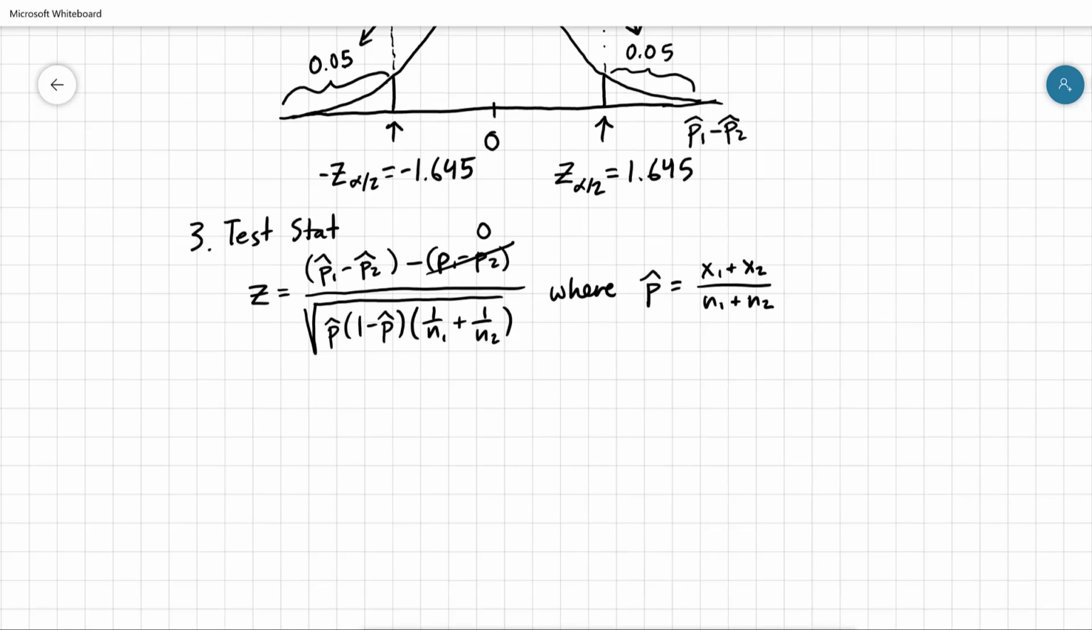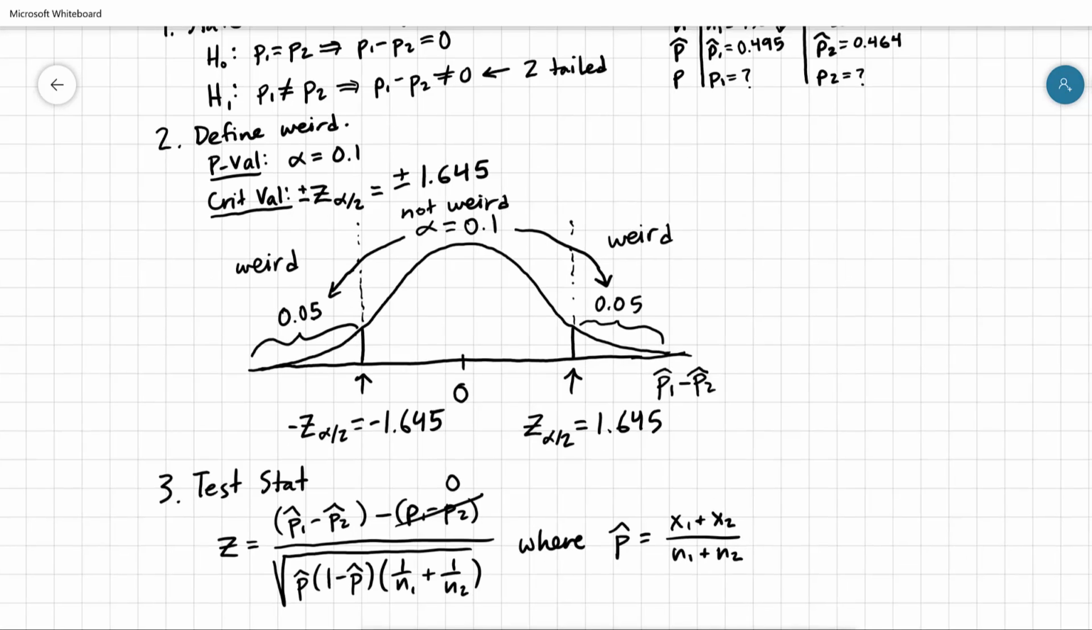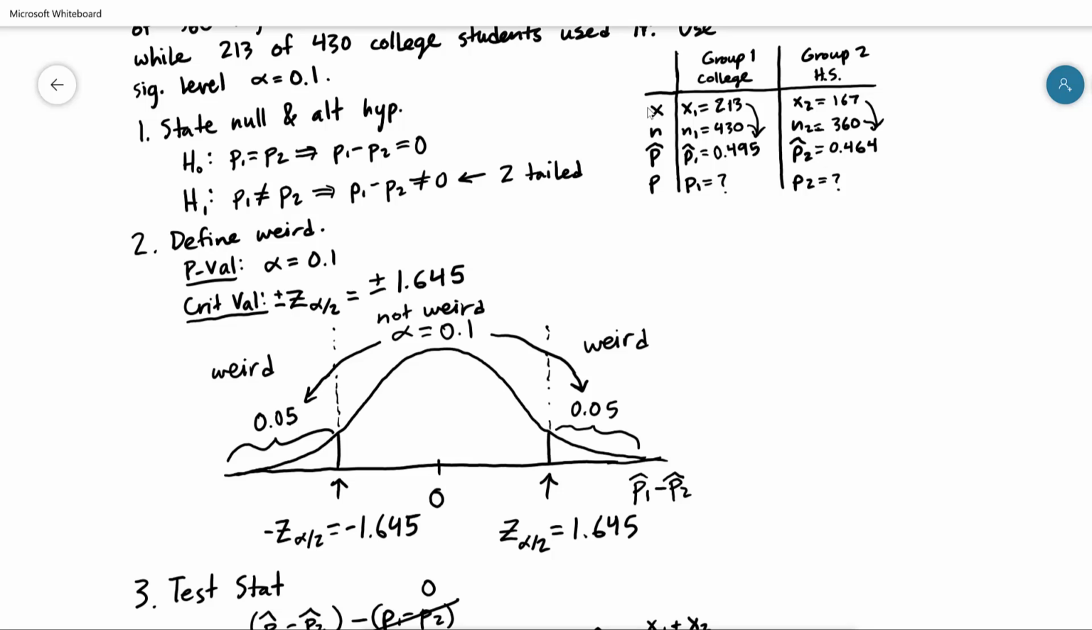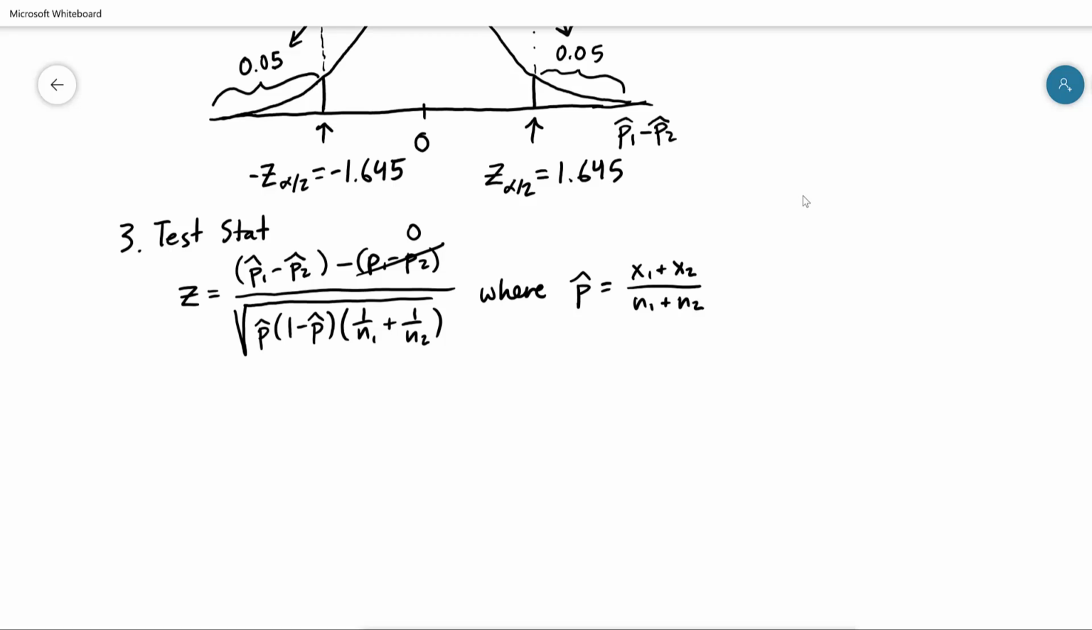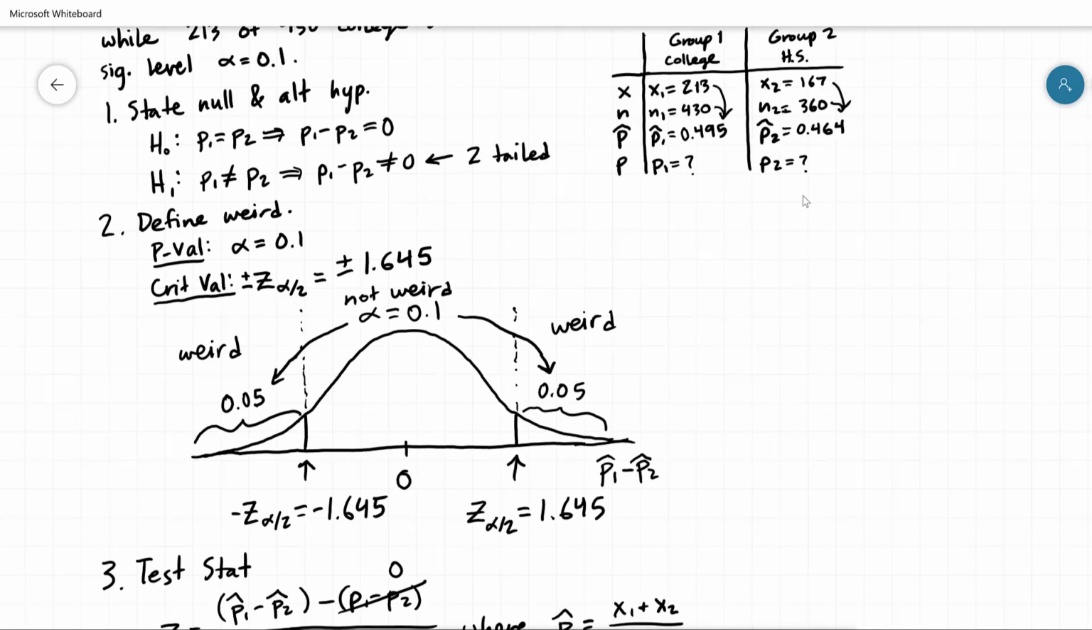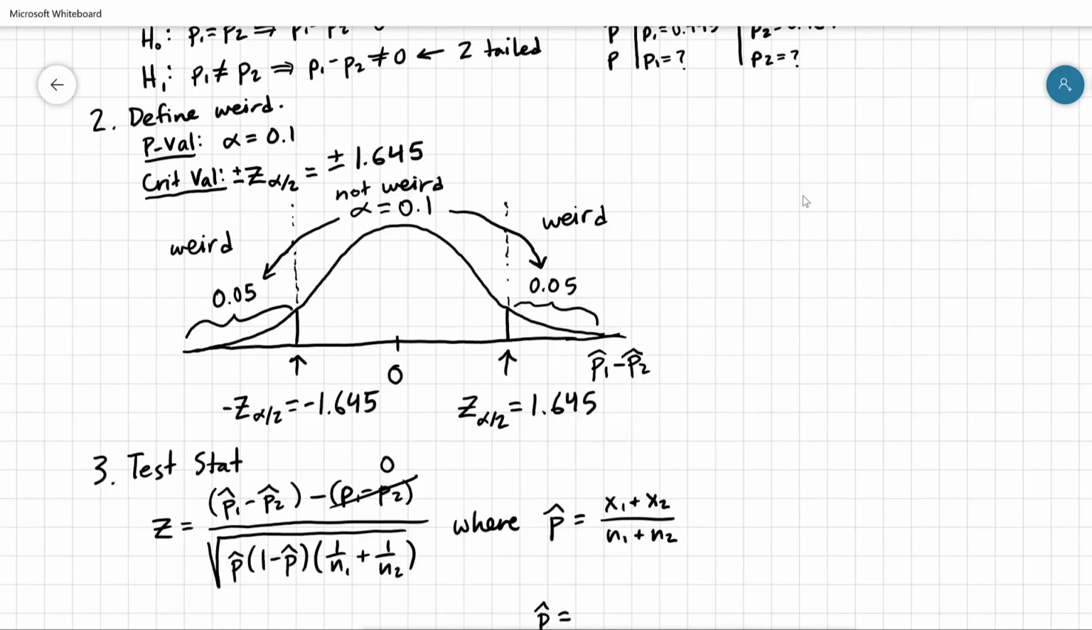And so I'm just going to plug all of our values in. I'm just getting all of these values basically from the table up here. So just keep this in mind. Hopefully you have it written down. This is where I'm going to plug all these numbers in down here. So first things first, let's compute this p hat. Our p hat value is going to be, let's see, x1 is 213, x2 is 167.